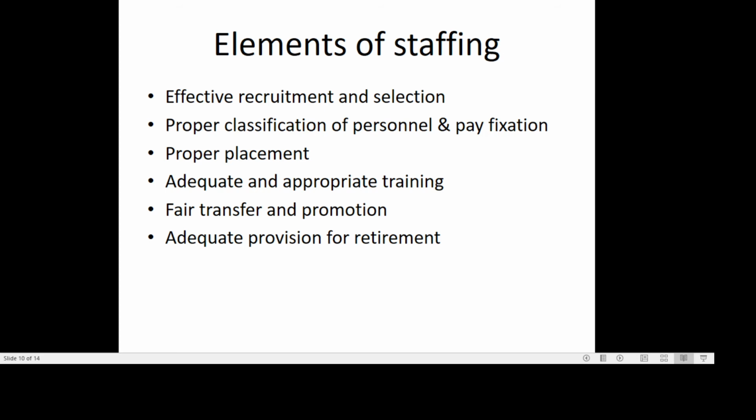So there will be a classification of personnel and fixations. Once the employees have been chosen, we need to categorize them based upon their nature of work. We need to group the work, and appropriate fixation of salary must be done. And once appointed, the proper place should be shown, so that the employee can work with a free mind and good intentions. Then appropriate and adequate training should be done.